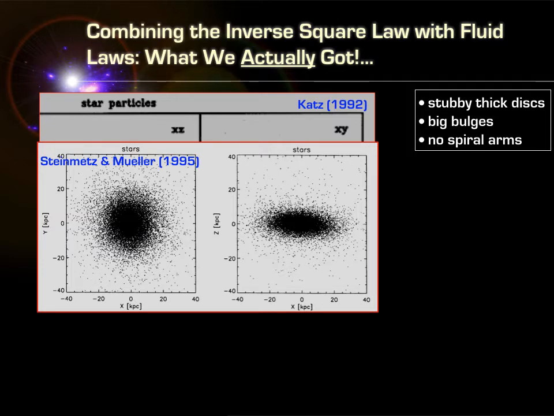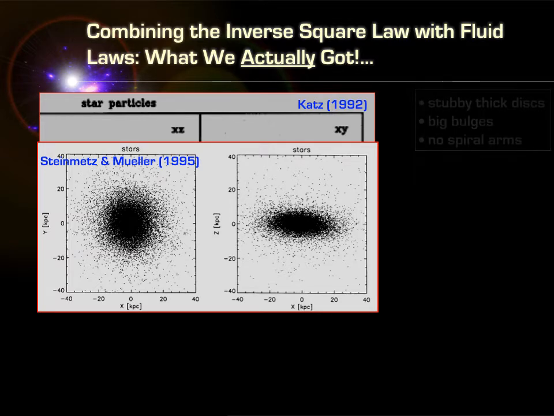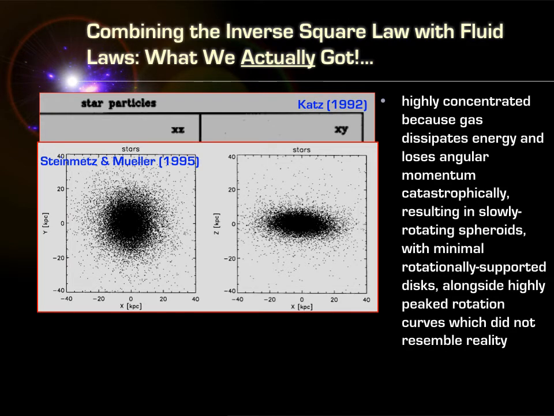They are rotating, so they are disks, but they're sort of stubby, thick disks. They have a large spheroid component attached to them, and there's nothing that looks like beautiful grand design spiral arms. So we did actually get disk galaxies. That was the positive, but we didn't really get anything that looked a whole lot like the Milky Way or Andromeda. It was recognized pretty early on what the problem was: they were basically too concentrated.